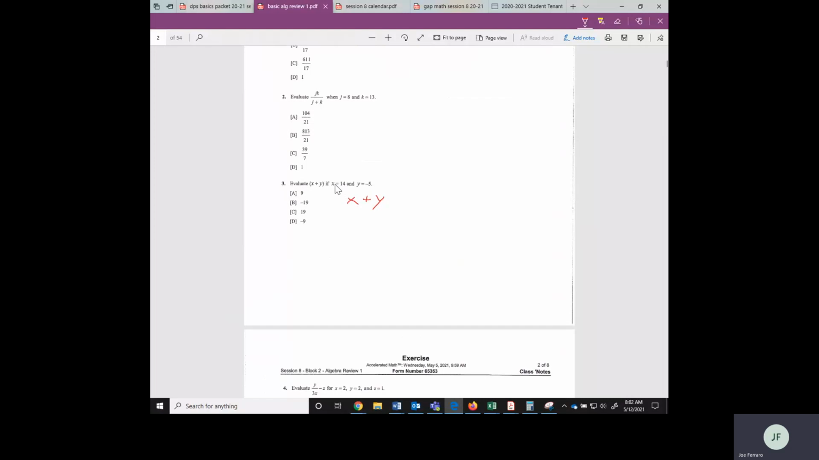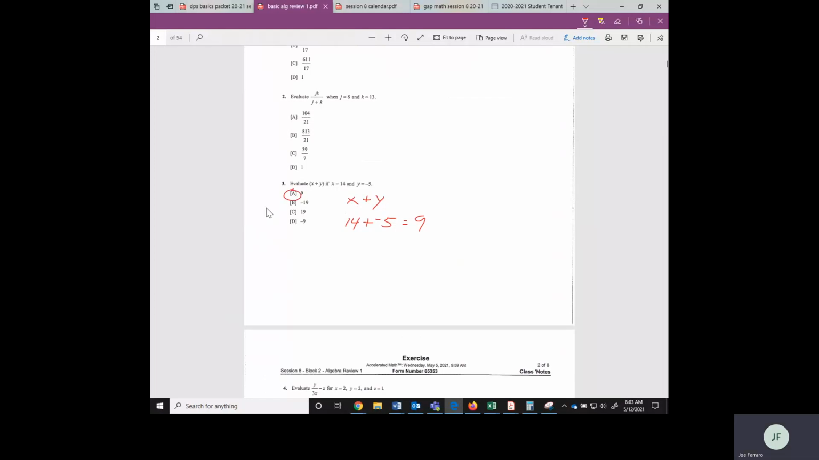Now you just substitute in. X is 14. And we add on to that whatever y is. Y is negative 5. Now, some people might just be able to look at this and do it right away. Other people might have to think of it and say, okay, 14 positives, 5 negatives. That means there's 9 more positives.